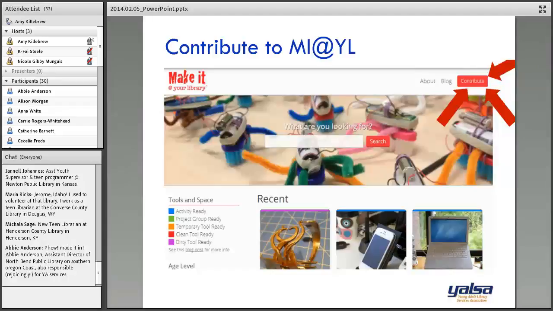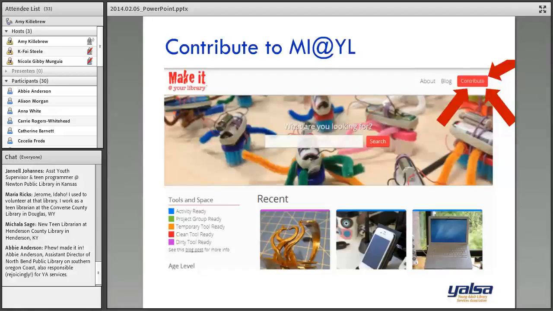Something else you can do is sign up for an account on the site, and you can actually help us by indexing Instructables projects. If that's something you're interested in, you can request an account and get in touch with us, and we can walk you through the process of how to do that.